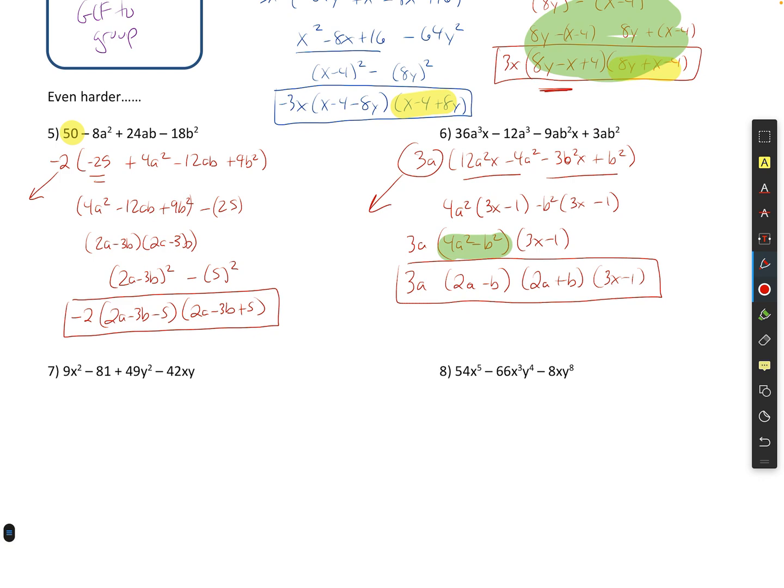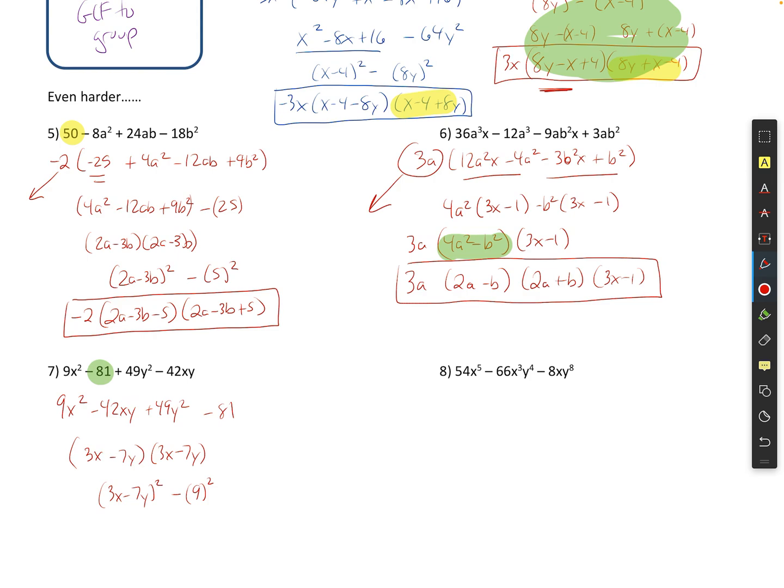All right, look in here. What do I see? Who's the odd man out? I see it. The odd man out, negative 81. So if I reorganize, 9x squared minus 42xy plus 49y squared minus 81. All right, so if I factor 3x minus 7y times 3x minus 7y, 3x minus 7y squared minus 9 squared.